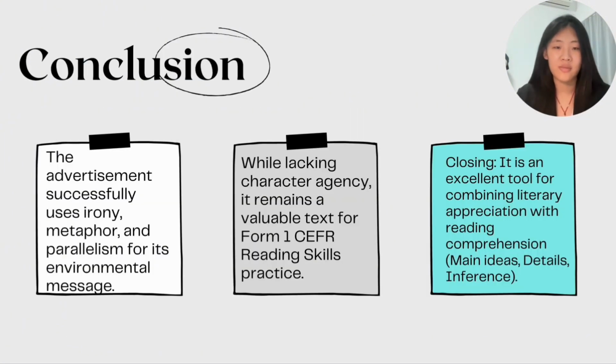In conclusion, the advertisement successfully uses irony, metaphor, and parallelism for its environmental message. While it doesn't have a clear main character, it is still a useful text for Form 1 CEFR reading skills practice. It is a good tool for combining visual appreciation with reading comprehension: main idea, detail, and reference. With its strong imagery, symbol, and clear theme, the poster helps students understand the deeper meaning and improve their reading skills, while also thinking about an important real-world environmental problem.